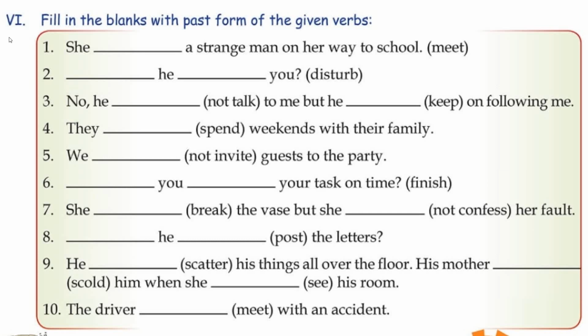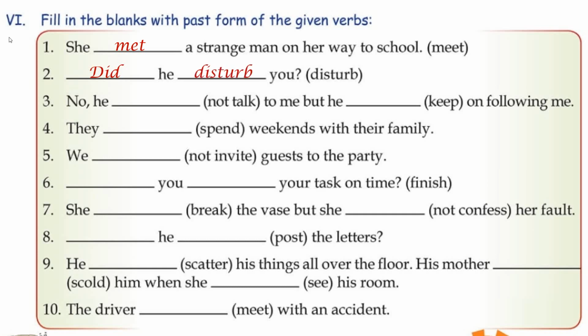She met a strange man on her way to school. So meet will change into met. Now can you see here a question mark is there. In question number 2, a question mark is there. So how will we frame the question? Just now we have learned the interrogative sentence. First we have to write did. Then he, and disturb will be disturb only because we have to write the root form of the verb. So did he disturb you?